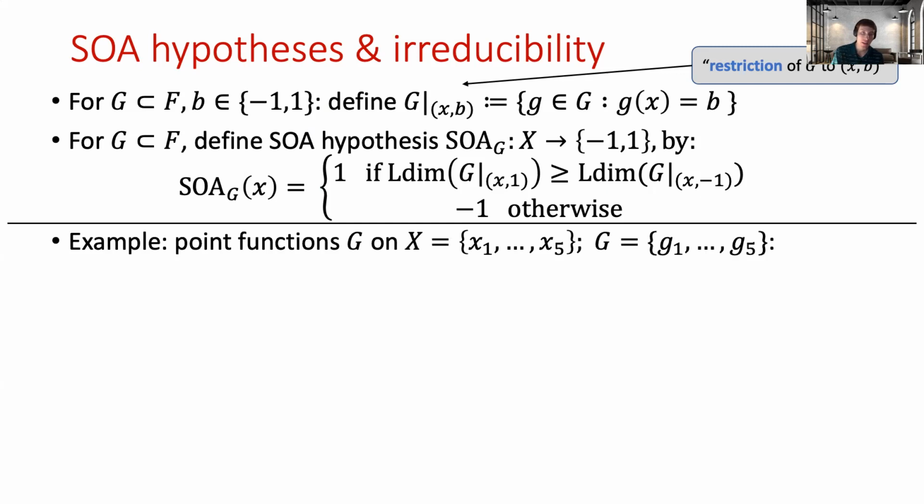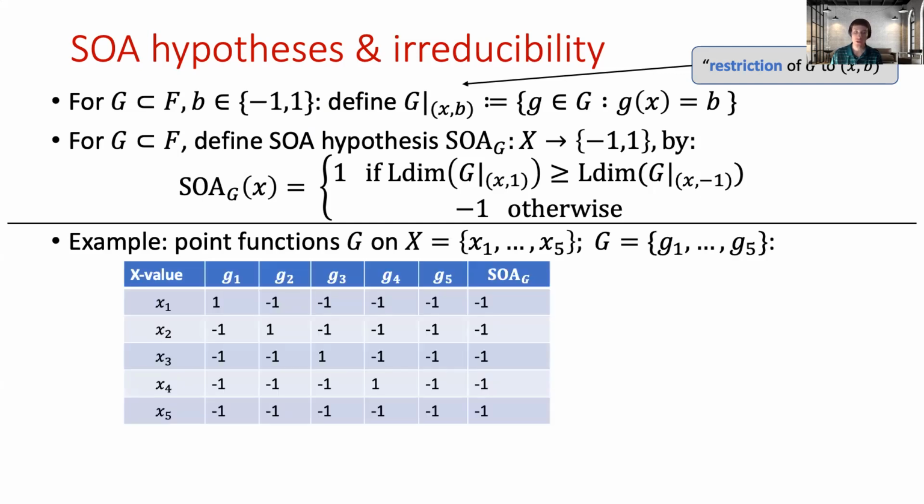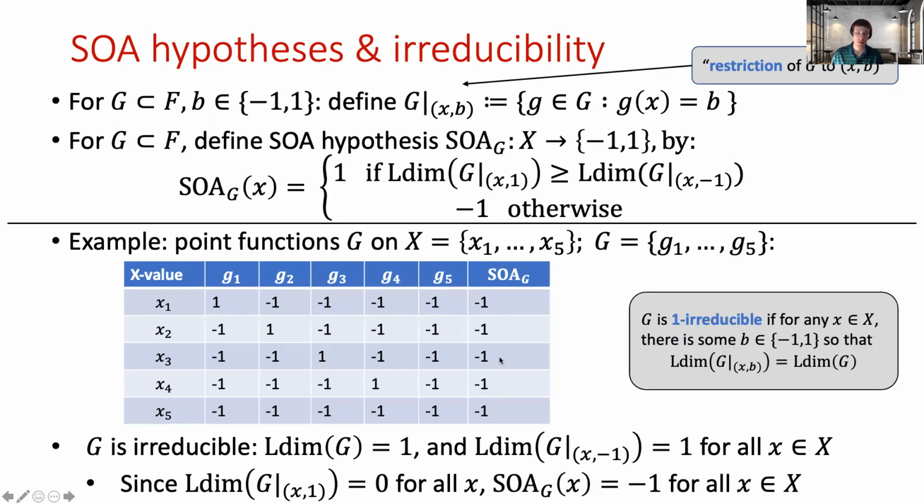Now it helps to work out an example for SOA hypotheses. So let's consider, for instance, the class of point functions on a set X consisting of 5 points. There are 5 point functions, and the truth table is shown here. Hypothesis G_i evaluates to 1 on x_j if and only if i is equal to j. And now the SOA hypothesis of this class is shown on the right. And as you can see, it evaluates to -1 identically.